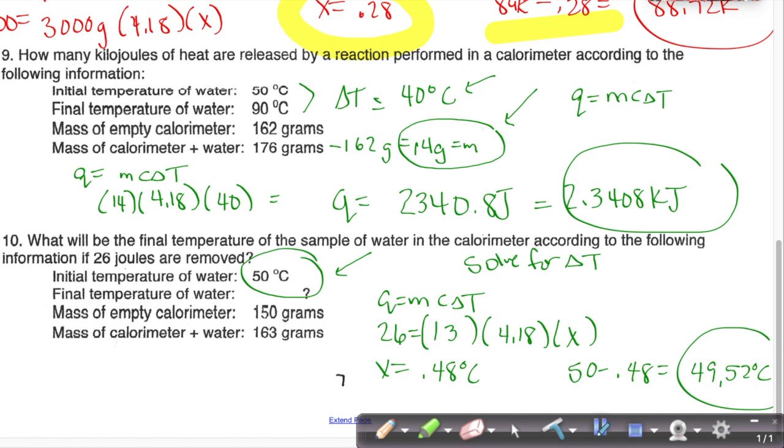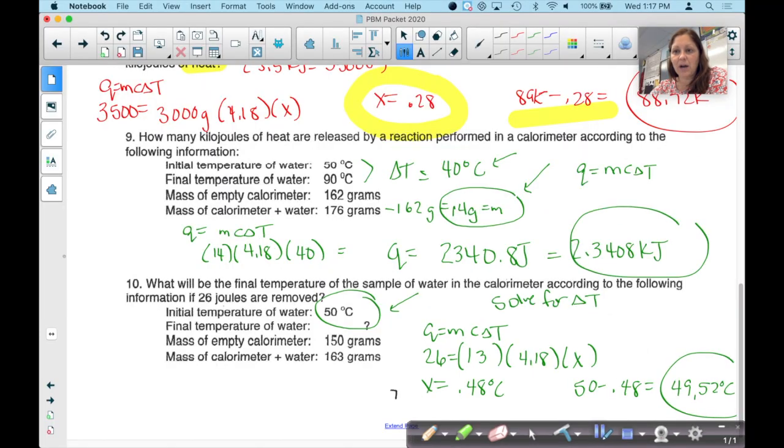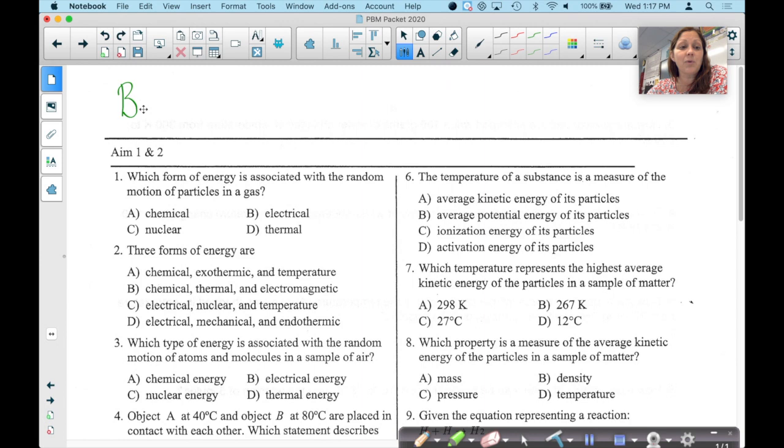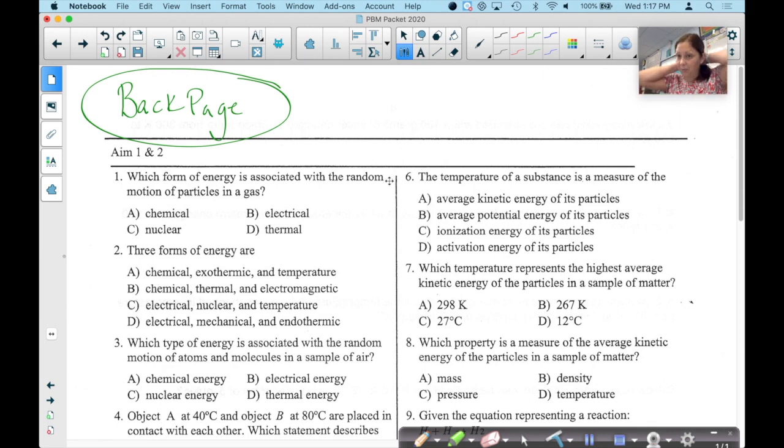So you can see that I was going along, so hopefully you could see the process that was done, and those are just the final answers that I got. The next thing that you will do is work on the questions for Aims 1 and 2. They're on the following page, and whenever you work on questions like this, unless it's otherwise noted, the answers to these questions are on the back page of the entire packet. However, you should always work on the questions first before checking the answers.